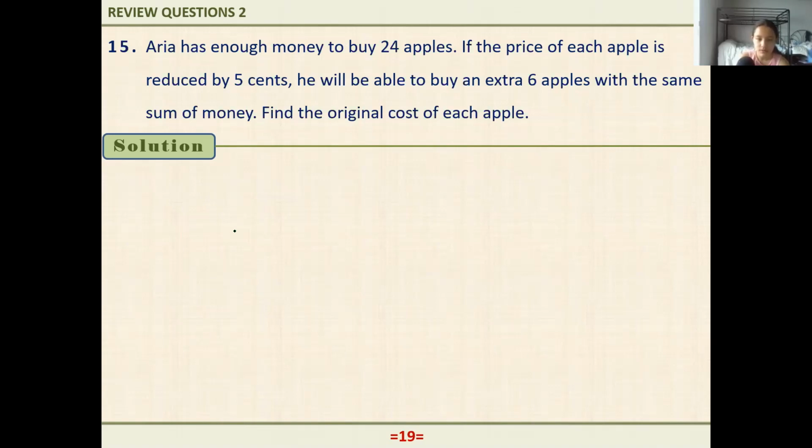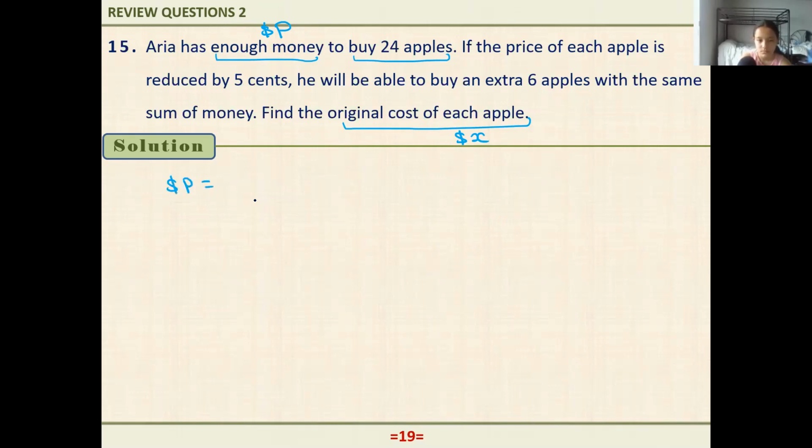All right. So Arya has enough money. How much money does she have? We don't know, right? And let's say she has P dollars, okay? And it says that to buy 24 apples. All right. Now, do we know the price of one apple? We don't know. Here it says that find the original cost of each apple. Let's say original cost of each apple is X dollars. Right. Now I can write, Arya has P dollars, right?